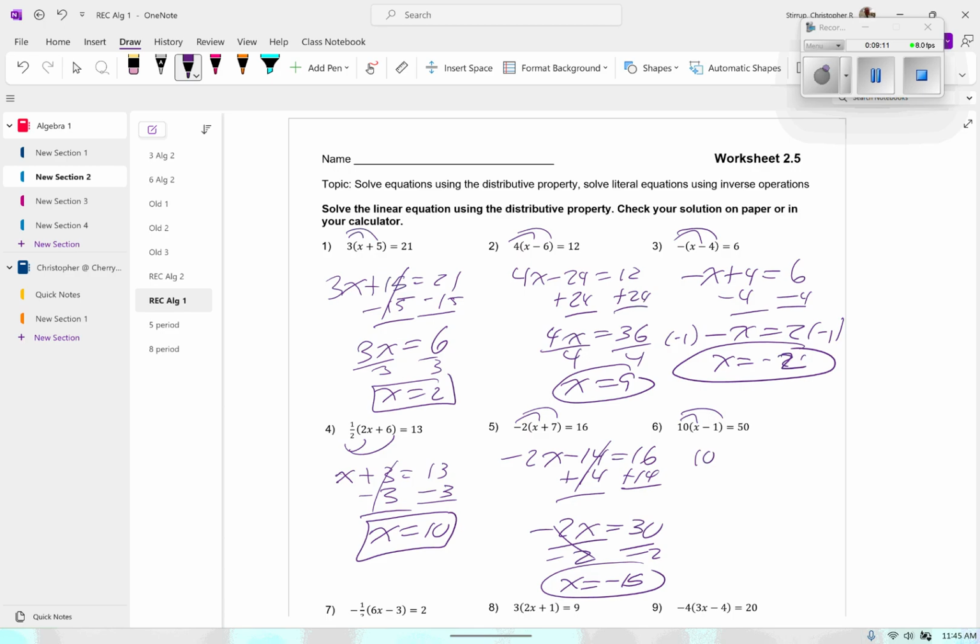Distribute 10 over the parentheses. 10 times x. 10 times 1. Add 10 to both sides. Those cancel. Divide each side by 10. So x is equal to 6.